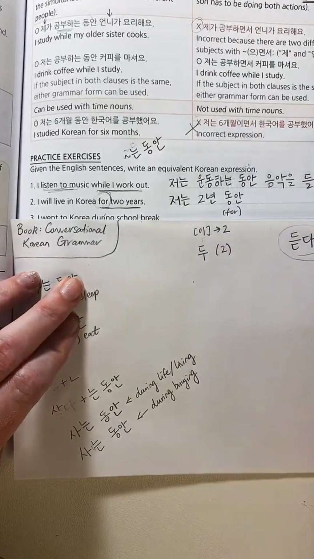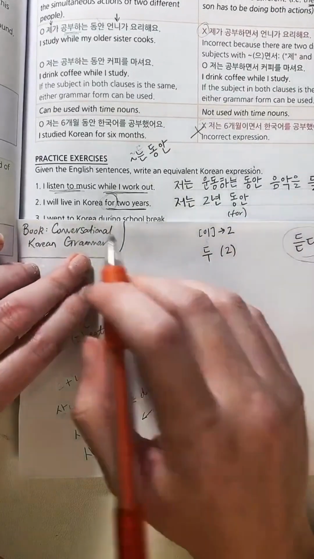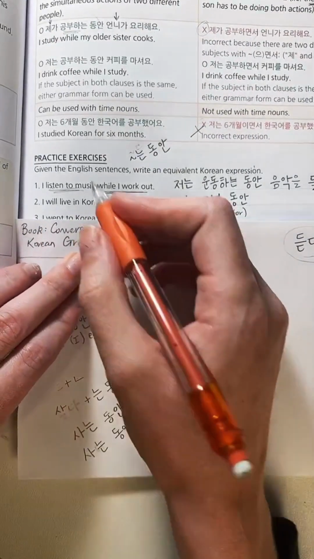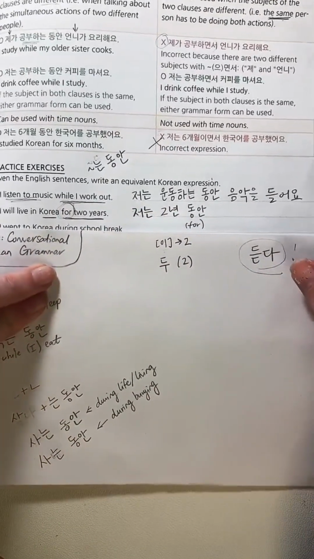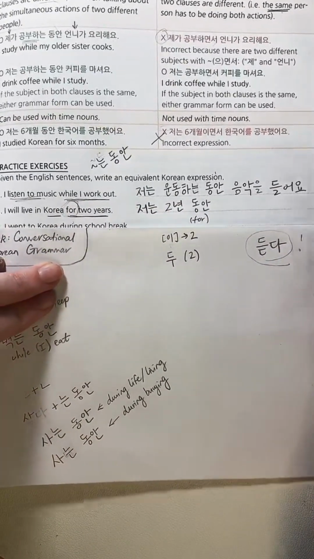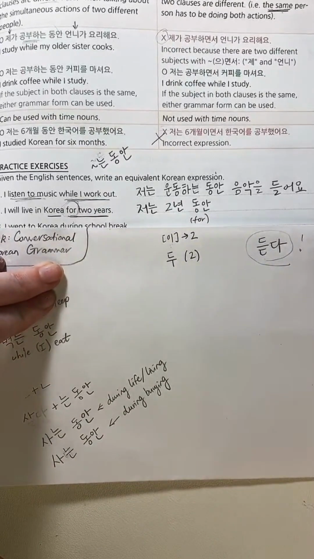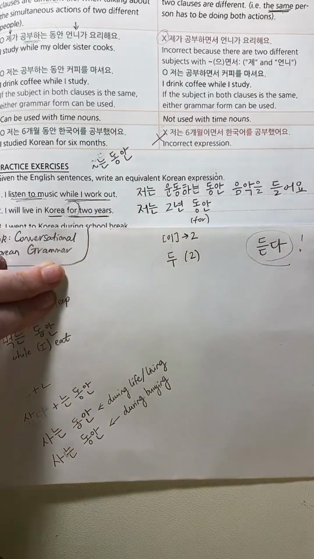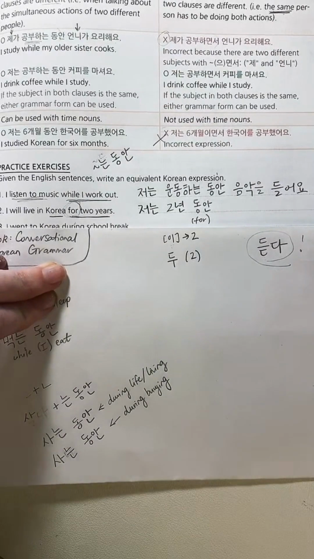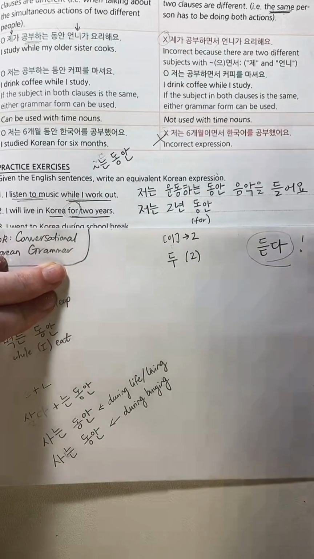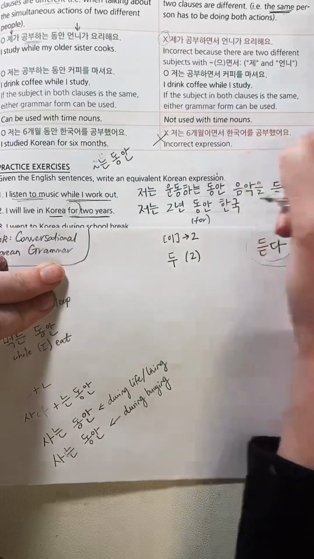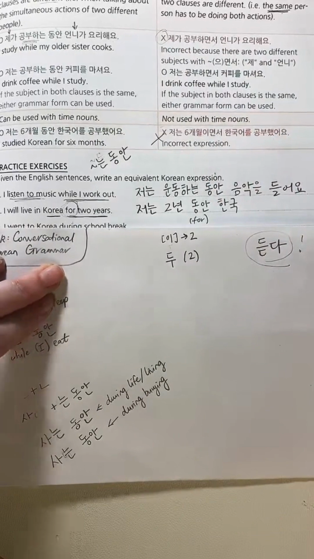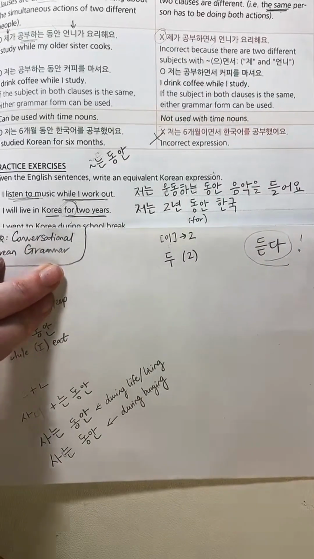2년 동안, for 2 years, I will live in Korea. Okay, first up, the word Korea. What is the word Korea in Korean? The word for Korea in Korean is 한국. Hangguk is Korea. Yeah, I see a lot of people getting that right.